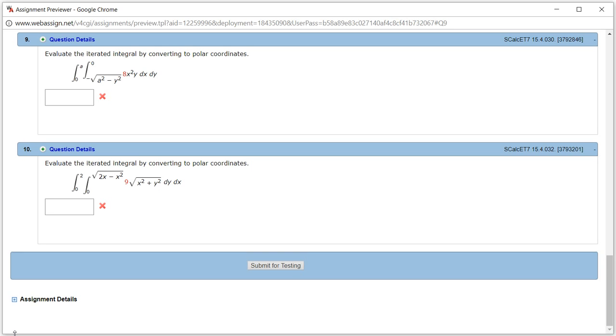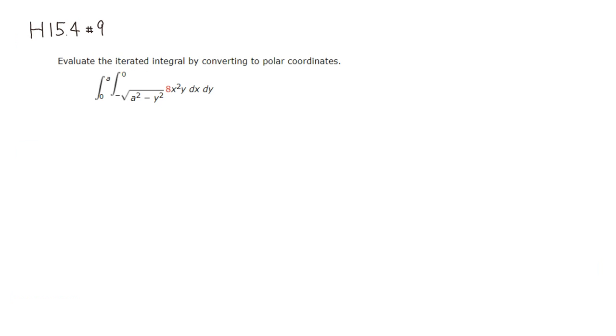All right, let's look at homework 15.4, problem number 9. Let's rewrite this double integral in polar coordinates. We need to know the region here, so I'm going to try to draw. Here's the x-axis. Here's the y-axis.